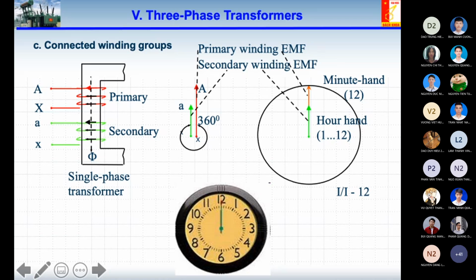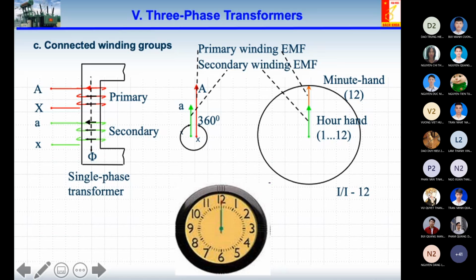It means that the phase angle between the electromagnetic force of the primary winding and the secondary winding is 360 degrees, because we already take number 12 multiplied by 30 degrees. So why do we have to multiply by 30 degrees? Because you can see that for each portion of the phase angle, it is equal to 30 degrees. So that's why we get this.